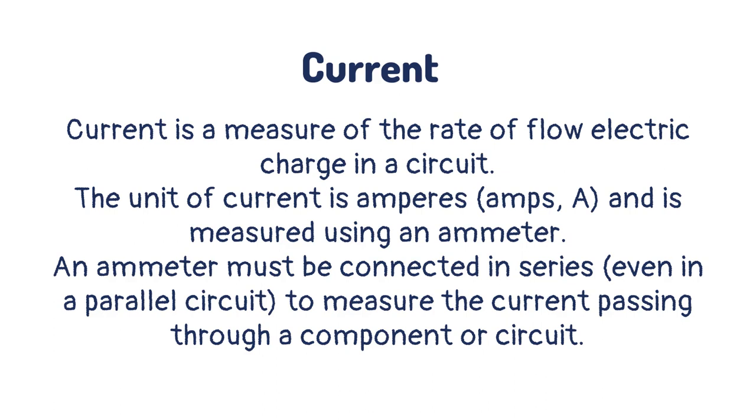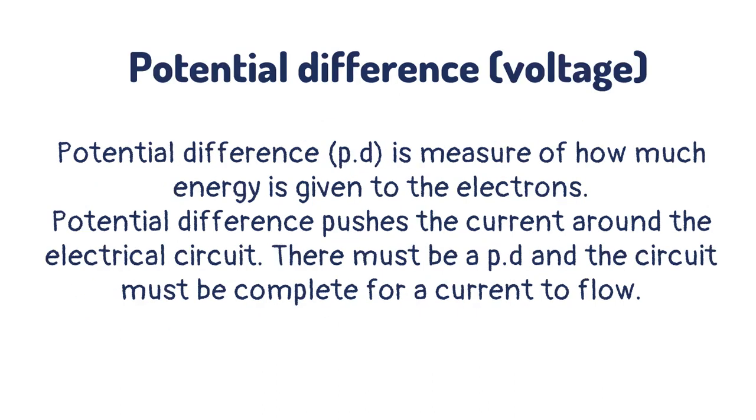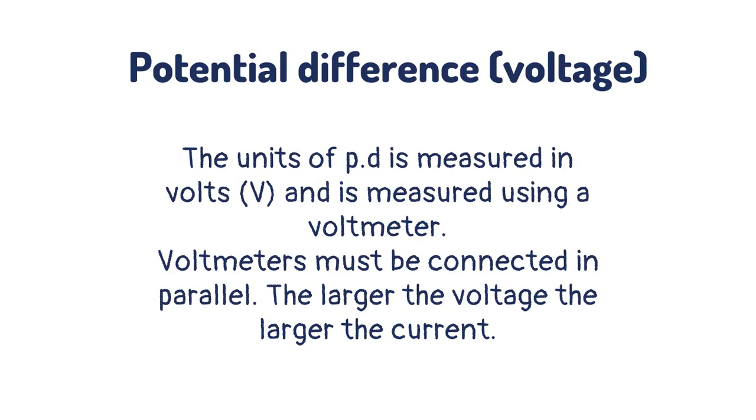or circuit. Potential difference is a measure of how much energy is given to the electrons. Potential difference pushes the current around the electrical circuit. There must be a PD and the circuit must be complete for a current to flow. The unit of potential difference is volts, V, and it is measured using a voltmeter. Voltmeters must be connected in parallel. The larger the voltage, the larger the current.